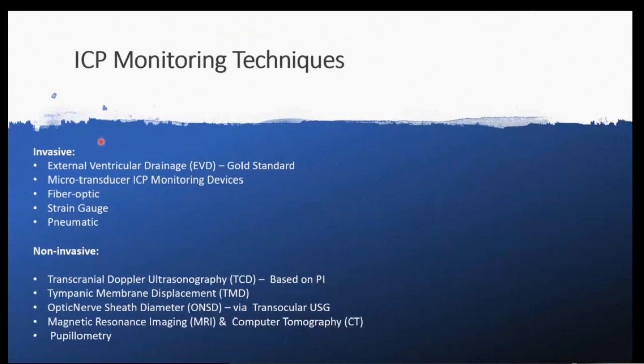So how can we monitor ICP? Invasive: the EVD, external ventricular drain, is the gold standard. We have microtransducer ICP monitors, fiber optic, strain gauge, and pneumatic. We have non-invasive methods like transcranial Doppler, tympanic membrane displacement, optic nerve sheath diameter, MRI, CT scan, and pupillometry. These are the main ICP monitoring techniques. The non-invasive ones cannot give you a number; the invasive ones give you readings.